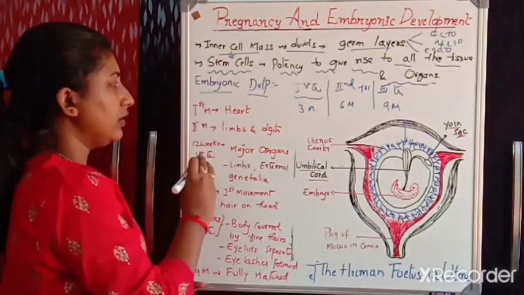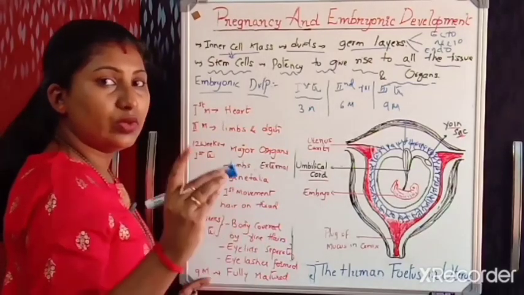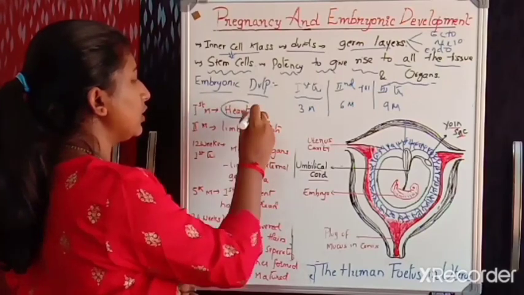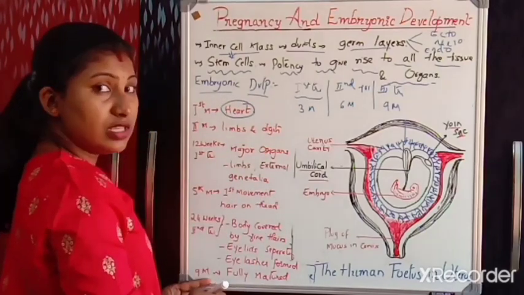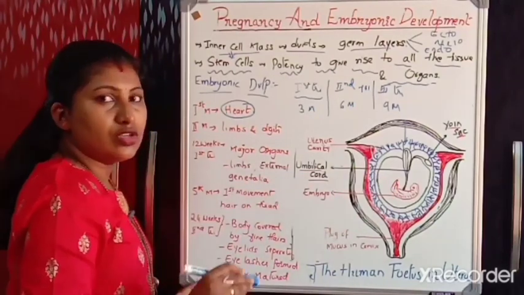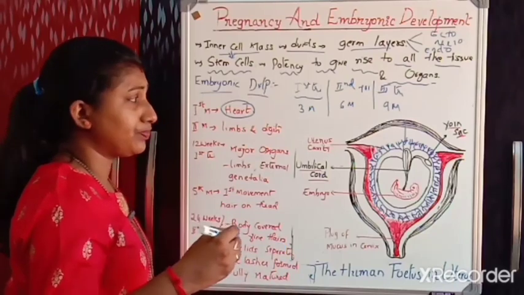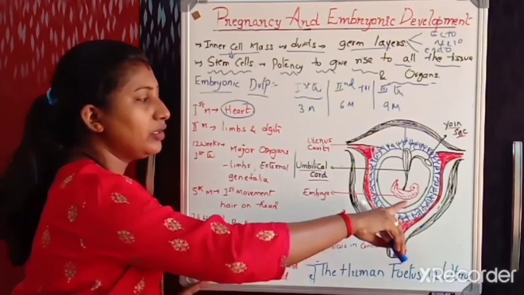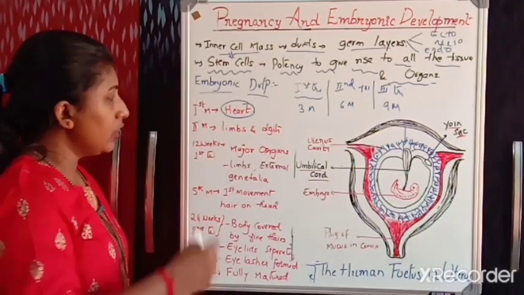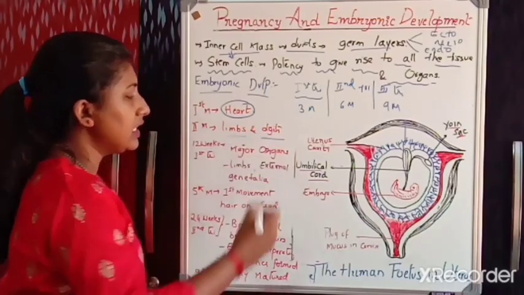So first month, heart is formed. So in the first month of the pregnancy, which organ is formed first? Heart is formed first. This is important. Okay, this is the first sign that there is an embryo. So how can we detect this? We can detect it by listening to the heartbeat of the embryo using a stethoscope. Clear? So by the second month of pregnancy, limbs and digits are formed.